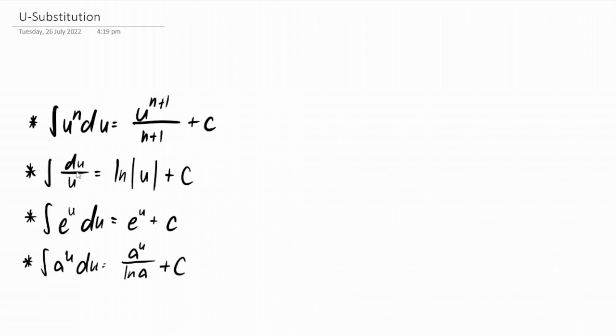Next is the integral of 1 over u du. That is just equal to ln absolute value of u plus c. Next is the integral of e raised to u du, which is e raised to u plus the constant of integration. Next is the integral of a raised to u du, with constant a, which equals a raised to u all over ln a plus c.